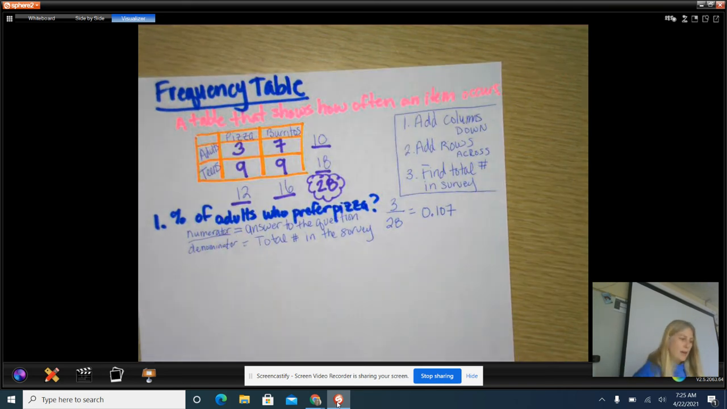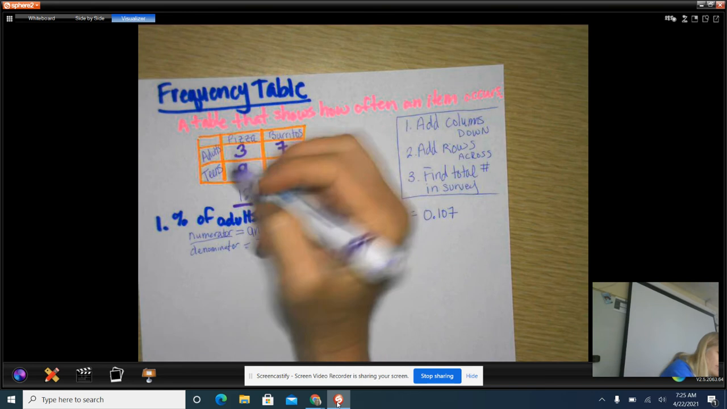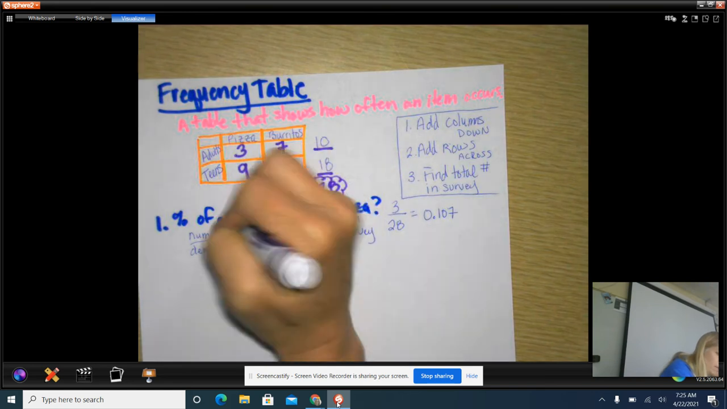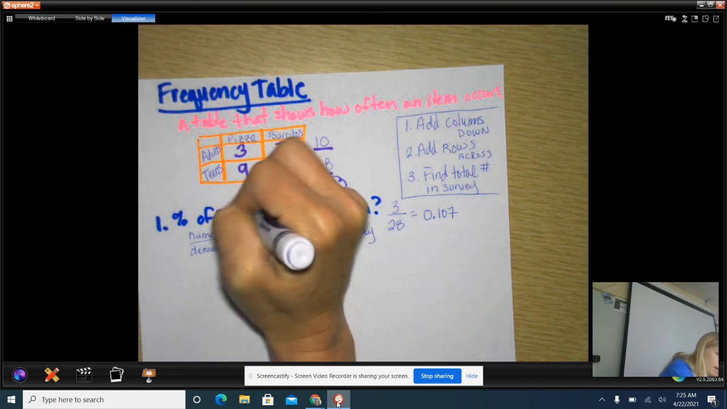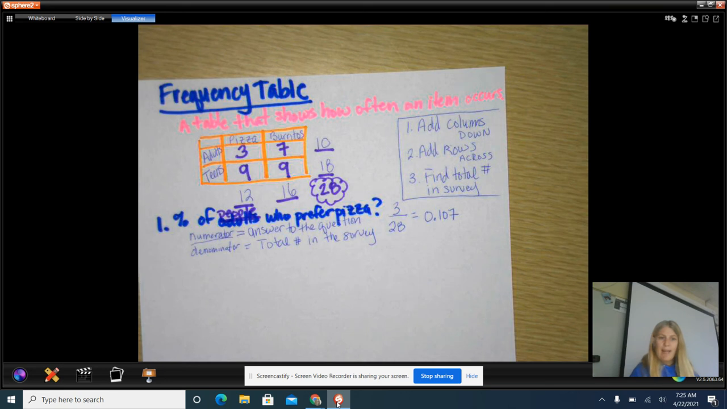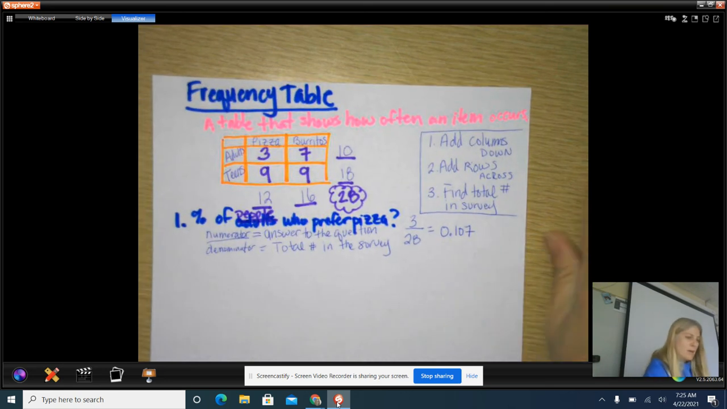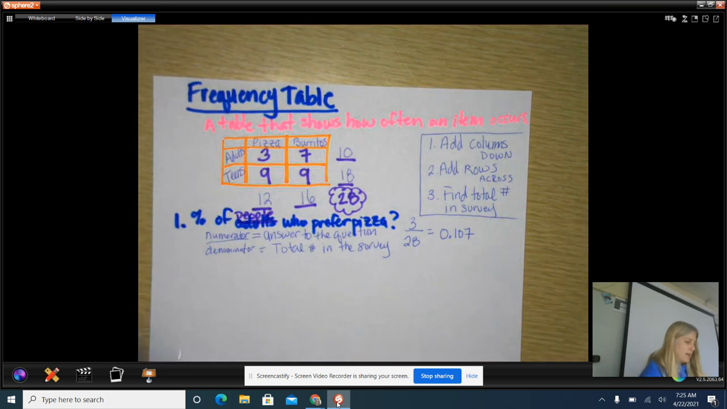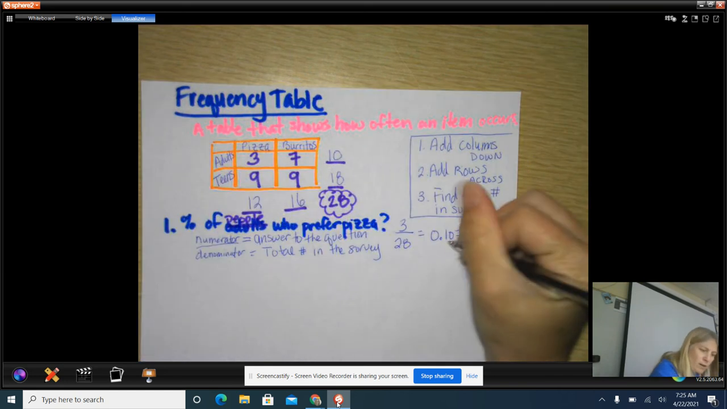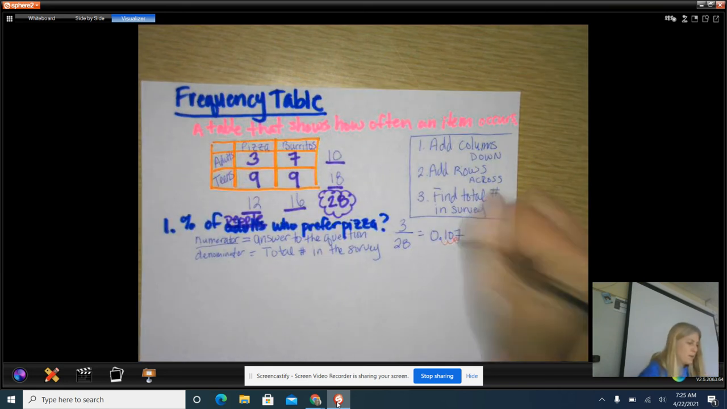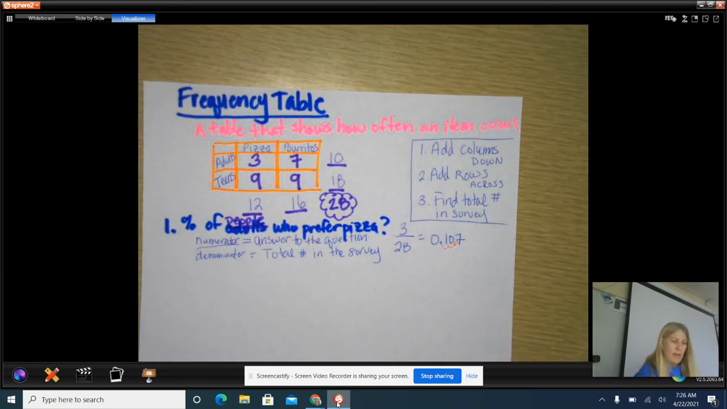And this is actually not the percentage of adults. Let me correct that. This is the percent of our total. So percent of people who prefer pizza. We'll do that next one next. So now that we have this as a decimal, we are going to turn it into a percentage by moving our decimal point 2 to the right. And we're going to round to the nearest tenth.